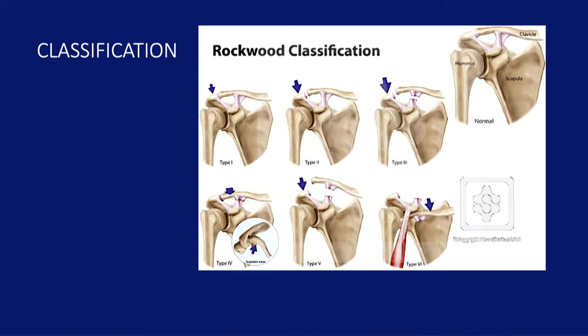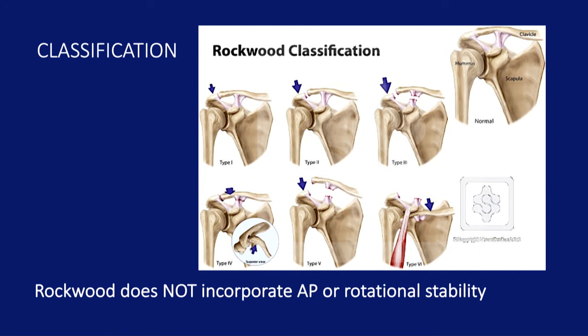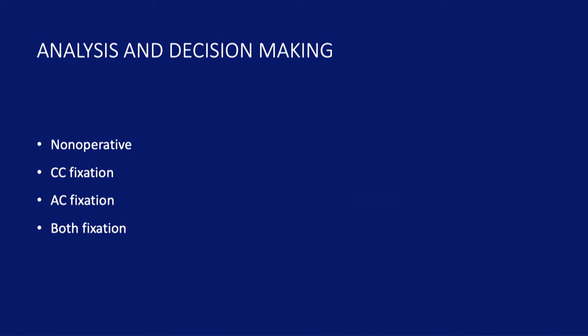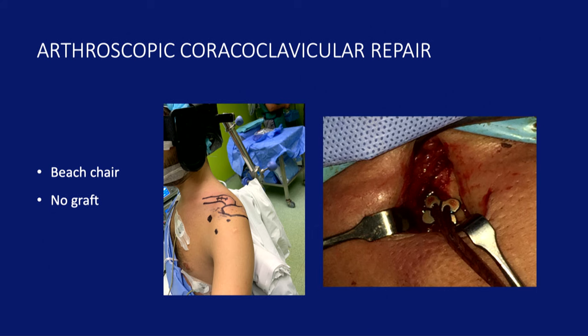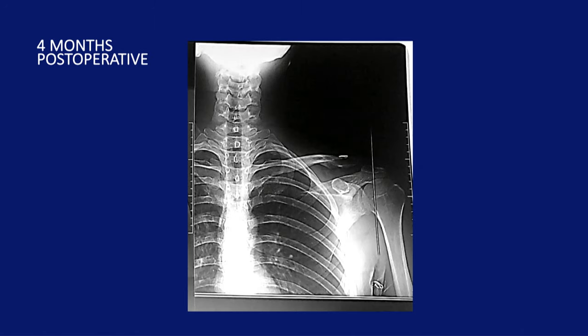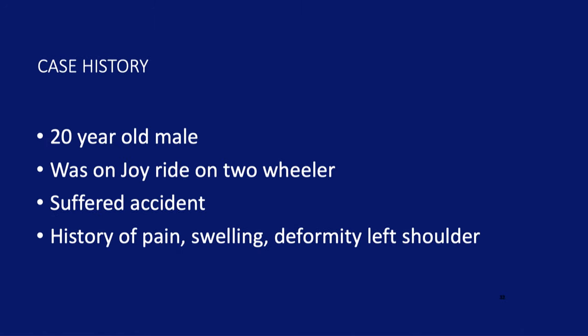Sometimes you can use Zanca views. It could be classified according to the Rockwood classification, but it does not incorporate anteroposterior as well as rotational stability. So further, it could be investigated with the help of a shock test, which will sometimes show increased displacement in the AC joint. And this patient was operated on arthroscopically with the CC ligament repair. This was his post-op X-ray, and this is 4 months post-operative.